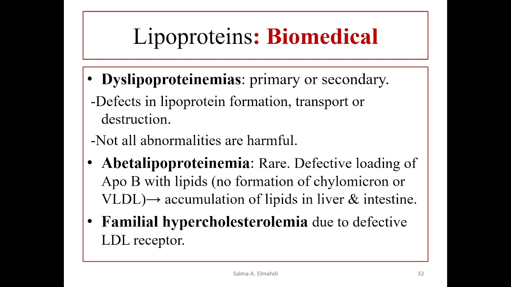A rare form of disorder is abetalipoproteinemia. Abetalipoproteinemia, as the name implies, A refers to absence or deficiency. So beta lipoprotein will be deficient or absent. It is due to defective loading of ApoB within the lipids. No formation of chylomicrons or VLDL, because both of them contain ApoB as an important part of their structure, and this will lead to accumulation of lipids in both the liver and intestine. This concludes our talk.